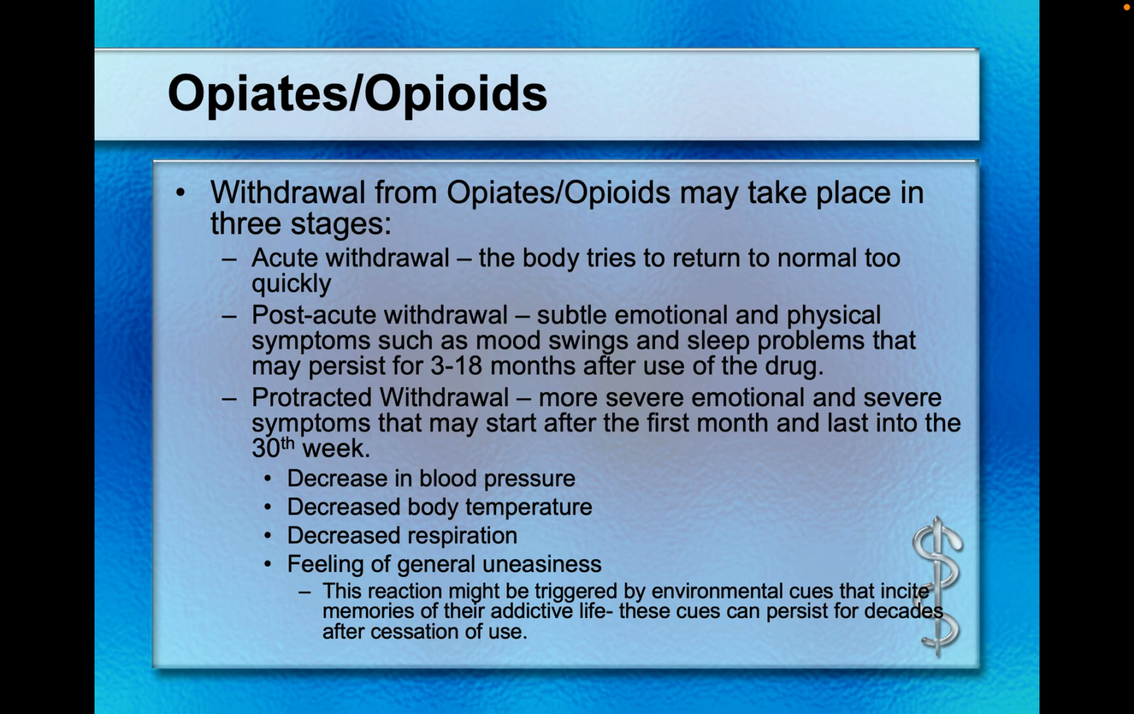People don't like that. That's why they go back to heroin. Even though they're not getting that much out of heroin, at least the withdrawal symptoms are going away. It decreases your blood pressure, decreases your body temperature, decreases your respiration, and feeling of general uneasiness. This reaction might be triggered by environmental cues that incite memories of their addictive life. These cues can persist for decades after cessation of use.